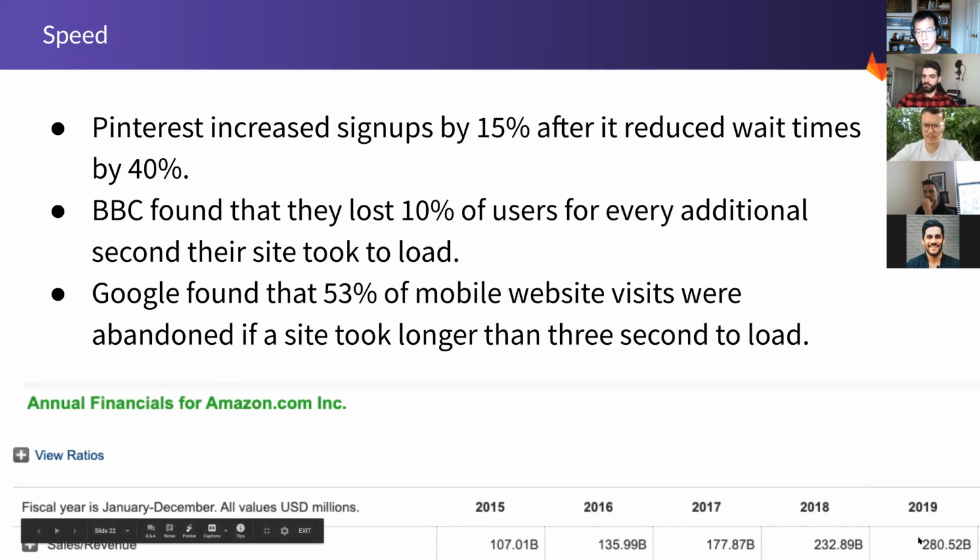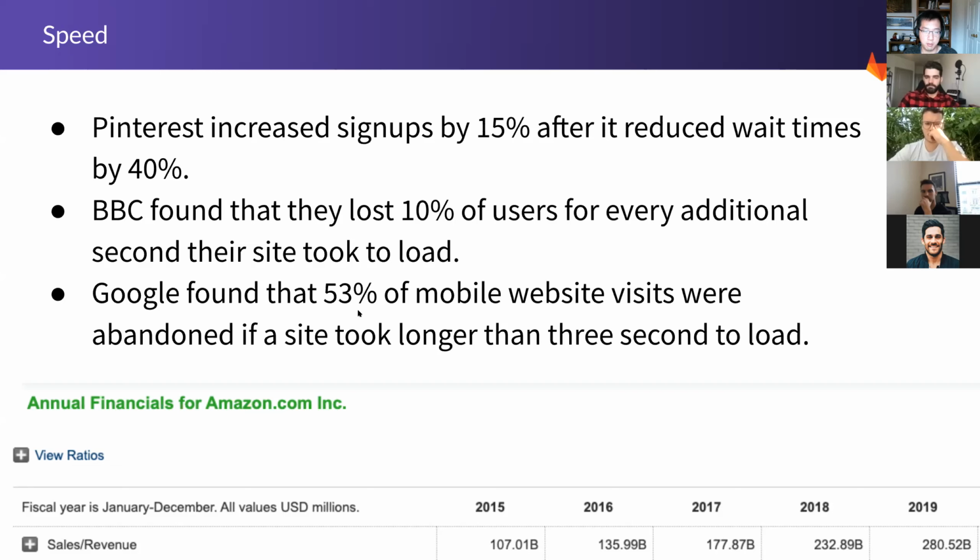And so let's actually take a look at some of these things. Some studies: Pinterest increased new customer signups by 15% after it reduced wait times for their website, made the website faster. The British Broadcasting Corporation found that they lost 10% of users for every additional second their site took to load. So basically, when all of your revenue comes from displaying ads, you are losing 10% of your customer base, and your ad revenue, that's how you make money, if your tech isn't fast enough.